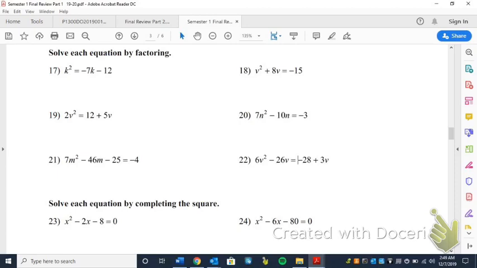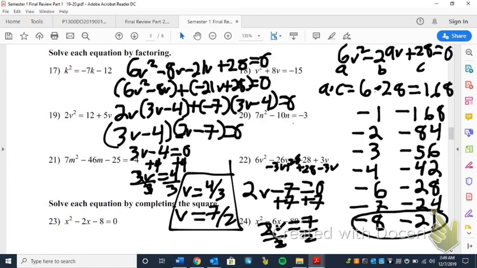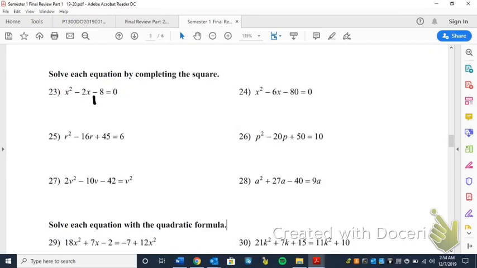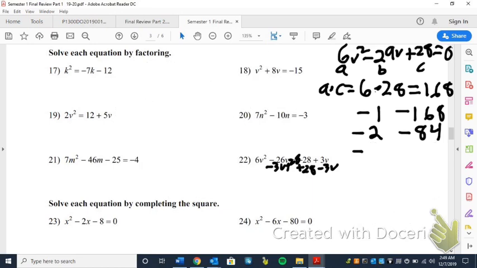Okay. Same idea for number 22. That's how that would look. The factoring there is a bit difficult because we end up with 168. And we're looking for factors of 168 that add up to 29. Because our C is positive and our B is negative, they're both negative.